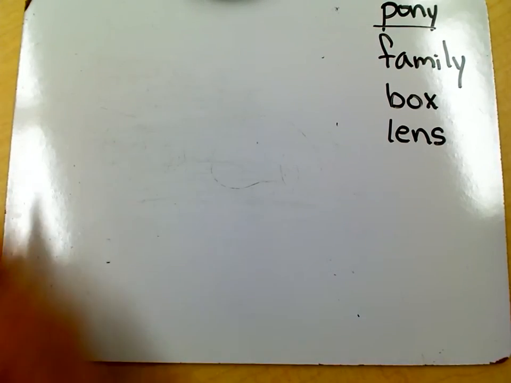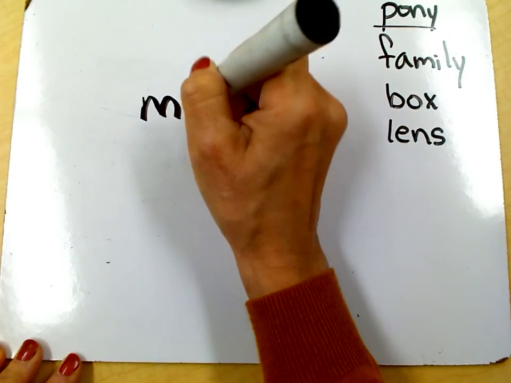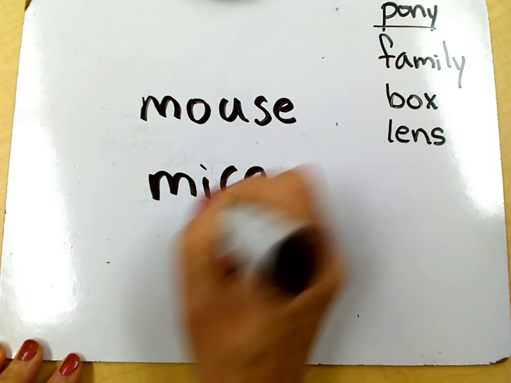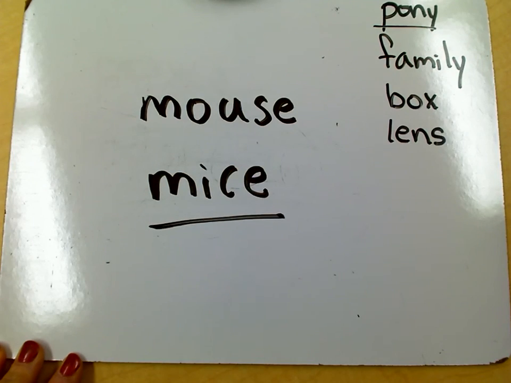Sometimes we have plural nouns that become totally different words, like mouse becomes mice. And mice is more than one. So plural nouns are a little tricky. But remember those rules that we talk about every day, and they'll help you.